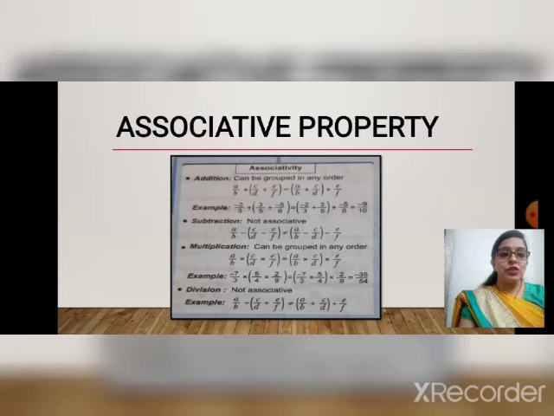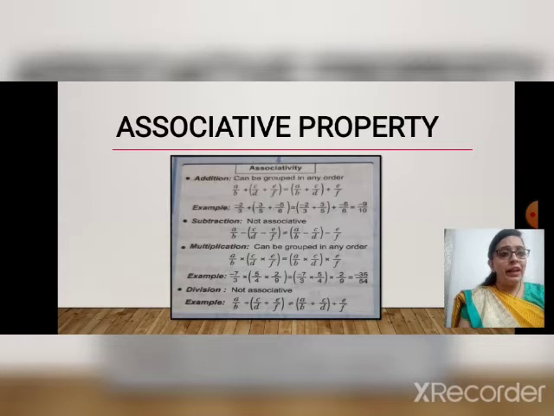The next one is the associative property. Again, we have to see our 4 fundamental operations: addition, subtraction, multiplication and division. In addition, we can take 3 rational numbers together. The first one is a upon b, the second is c upon d and the third one is e upon f. In addition, they can be grouped in any order. I can take a upon b outside and c upon d plus e upon f together. You can see in the example.